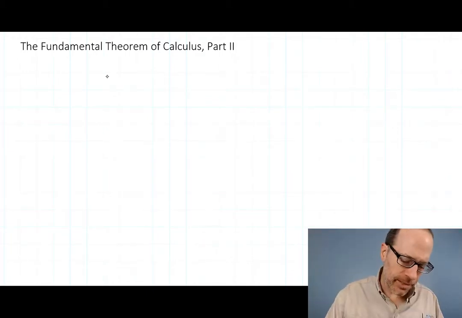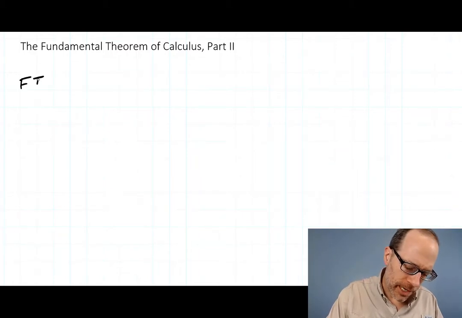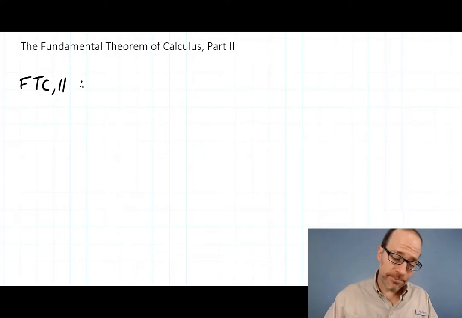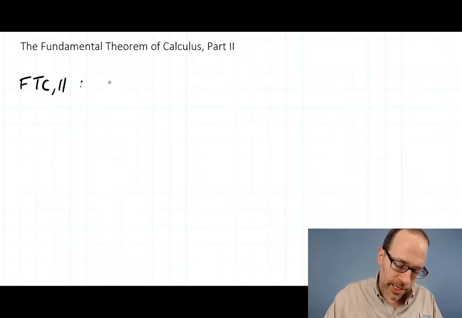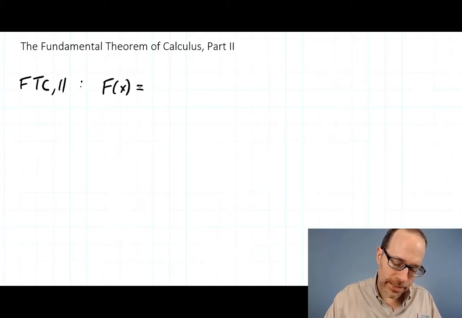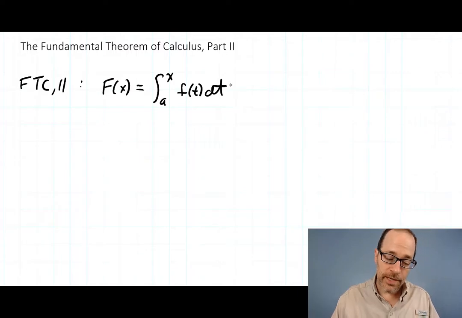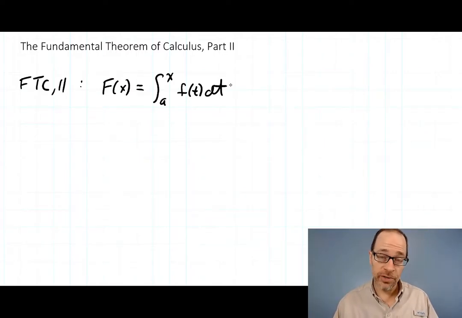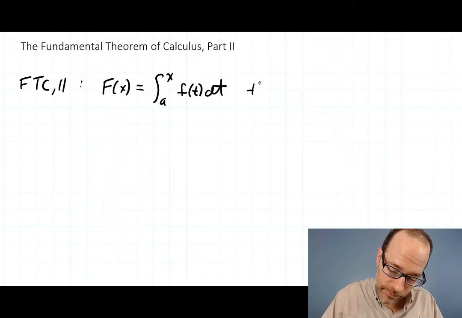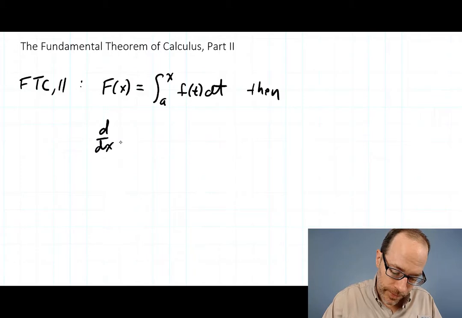All right, so the statement of the Fundamental Theorem of Calculus, Part 2, is that if you have a continuous function, little f, and a constant a, then if you let capital F of x be the integral from a up to x of f of t dt, then capital F is an antiderivative for little f. In other words, if I take the derivative of capital F, I get little f.